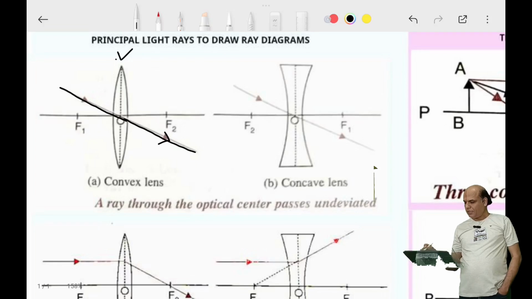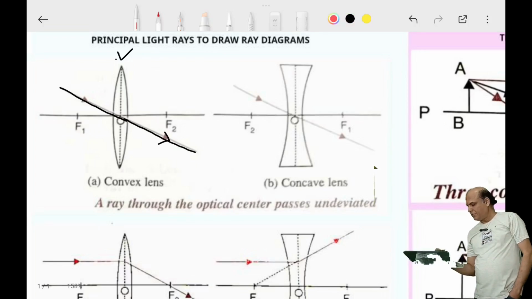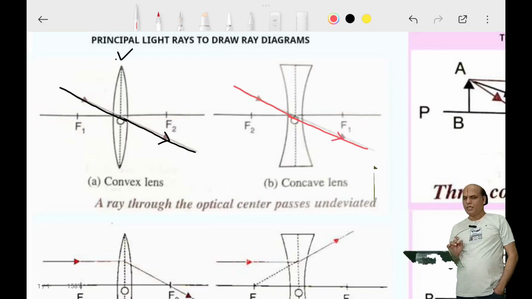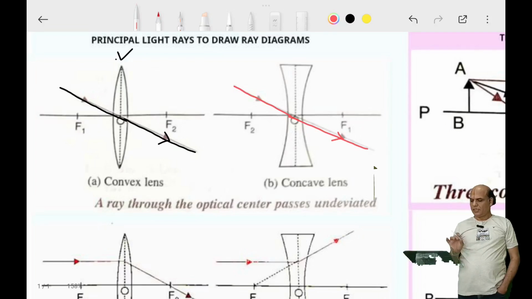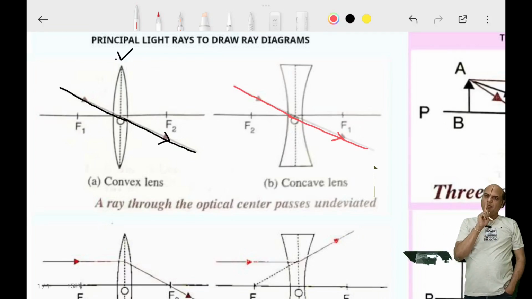The same is the case with the concave lens on the right side. The incident light ray which is passing through the optical center passes after refraction in the same direction and path. So there is no deviation when an incident light ray passes through the optical center. This is the first principal light ray.